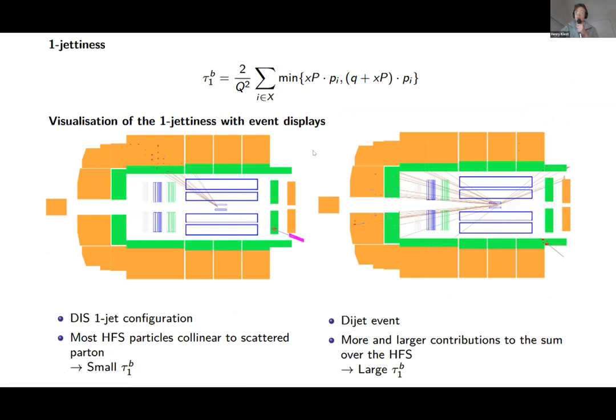If we look here at some event displays, on the left we have basically a DIS one-jet event, where you can see that this spray of particles is the jet, this gray line is the scattered electron, and you have a nicely collimated event. And in this case, you have a small tau1b because the dot product with the so-called qJ of these particles is low. On the other hand, when you have a dijet event or a spherical event, you have a large one-jettiness by definition.